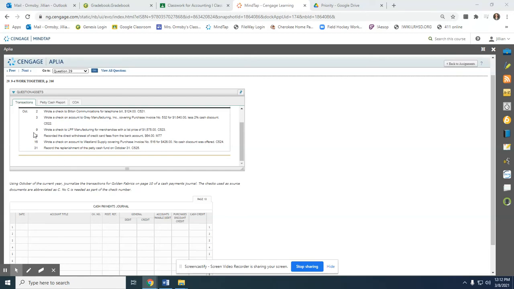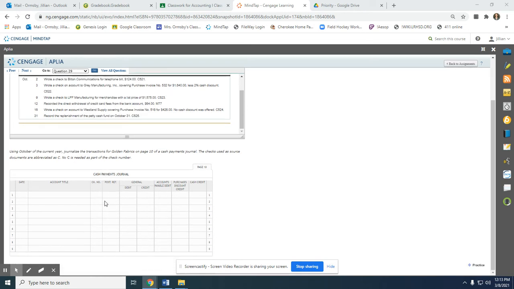Hi everyone. Today we're doing the 9.4 work together, and the directions say using October of the current year, journalize the transactions for Golden Fabrics on page 10 of the Cash Payments Journal. The checks used as source documents are abbreviated as C. No C is needed as part of the check number.